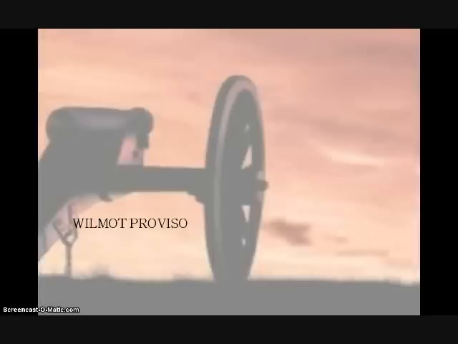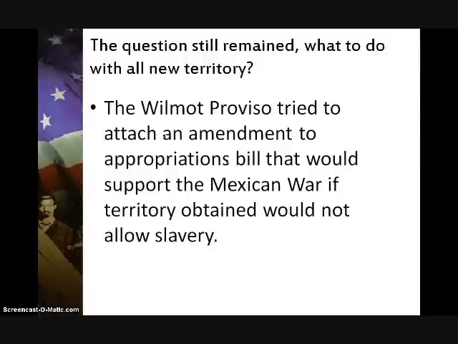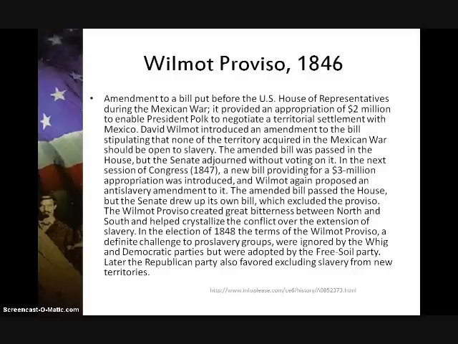The Wilmot Proviso we talked about as being a rider that simply adds to the tension by the fact that it's leaving slavery in that discussion. Okay, what are we going to do with all the new territory after the Mexican War? The Wilmot Proviso tries to add an amendment to an appropriations bill saying that it would not allow slavery. Look at this, 1846, it's an amendment to a bill put before the U.S. House of Representatives during the Mexican War. It was passed in the House, but not in the Senate. The Senate adjourned without voting on it.